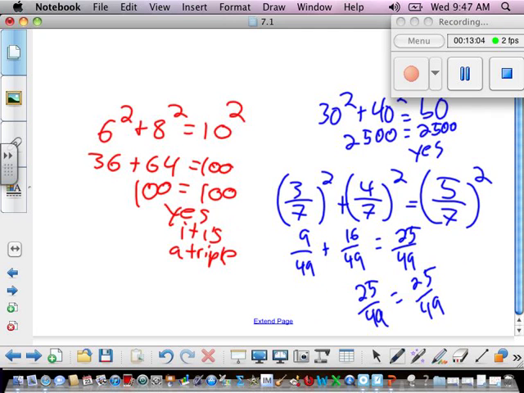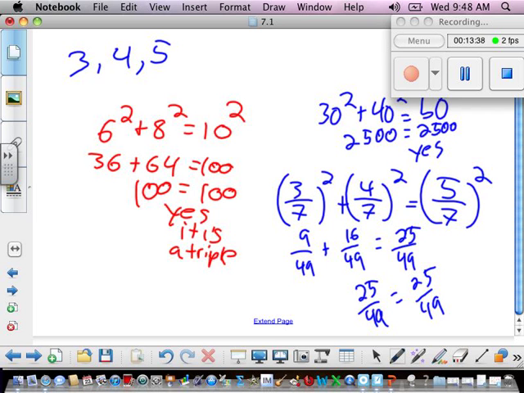What do these 3 examples have in common? Okay, if we're thinking about 3, 4, 5, do they all reduce to 3, 4, 5? Let's look at it. We're looking at 3, 4, 5 and seeing, what did I do to 3, 4, 5 to get 6, 8, 10? I times it by 2. What did I do to 3, 4, 5 to get 30, 40, 50? What did I do to 3, 4, 5 to get 3/7, 4/7, 5/7?